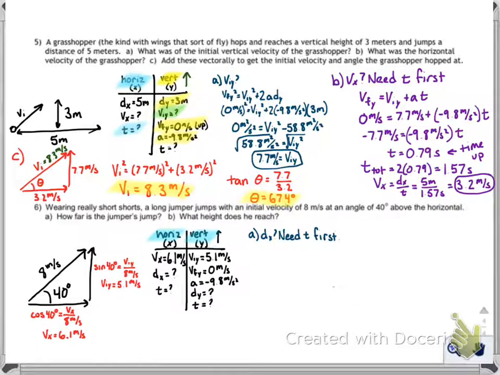So, looking at my vertical, I know my initial velocity in y, I know my final velocity in y, I know the acceleration, and I'm looking for time. So I'm going to pick one of my kinematics equations that has those 4 variables in it. So everything but distance. So the one that works for me is this one here. And I'm going to go ahead, plug in my values, and solve for my time.